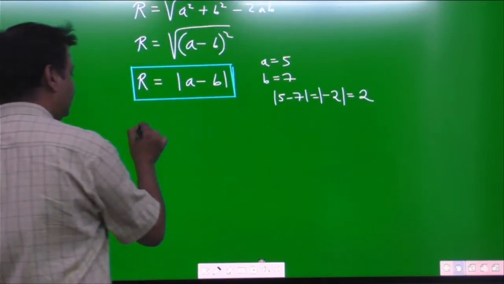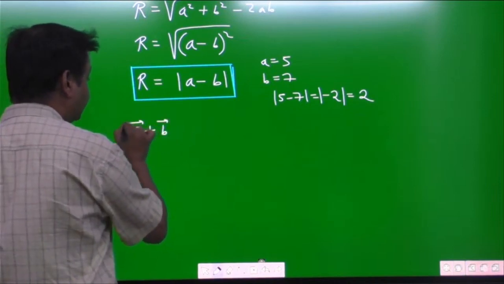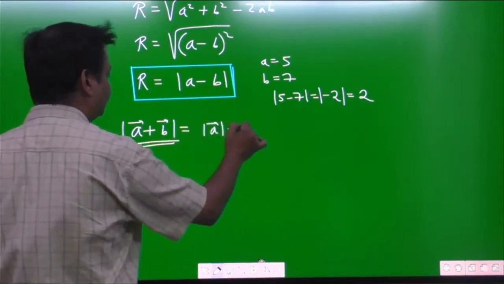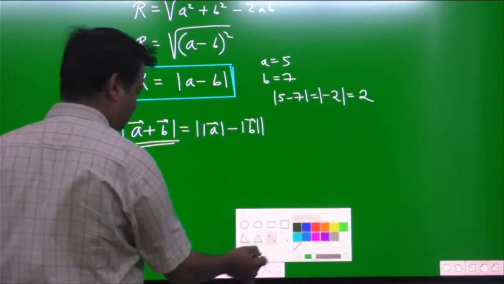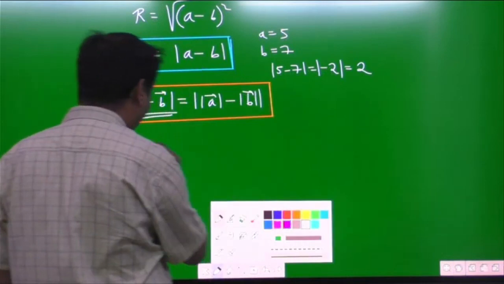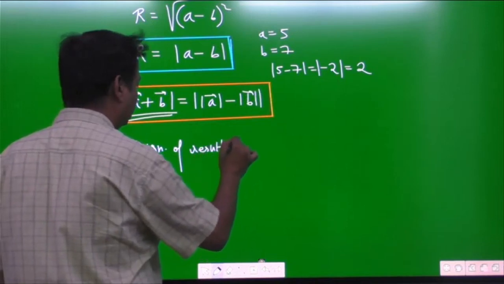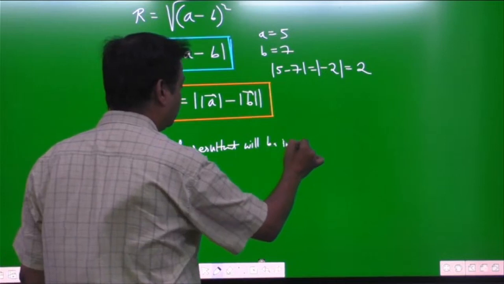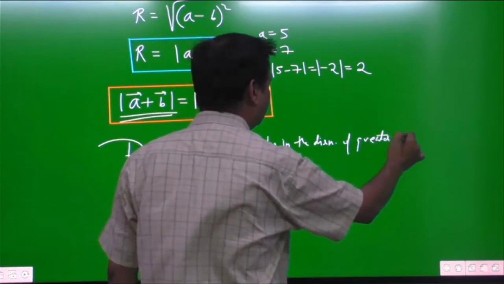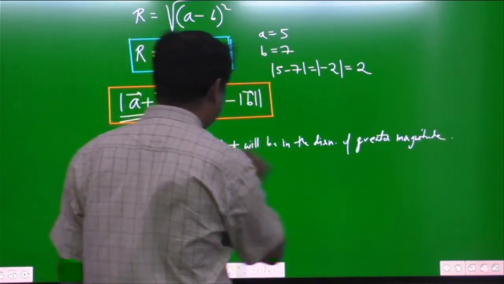Now other ways for writing this will be, you can write like this. R is what? A plus B. Remember, LHS is not changing in any case. LHS is same in all the cases. It will be modulus of A, magnitude of A, minus magnitude of B, whole mod. Correct? And what will be the direction? So the direction of resultant will be in the direction of greater magnitude. Whichever vector is having a greater magnitude, the resultant will lie on that side only.